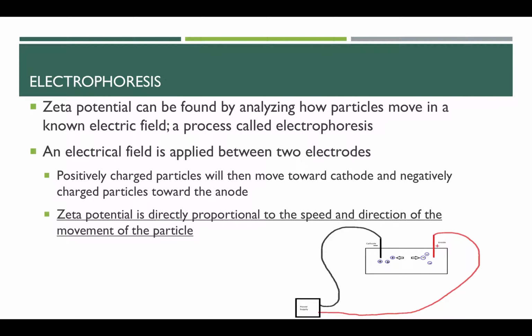How do we measure the zeta potential? One popular way is electrophoresis. During electrophoresis, an electric field is generated between two electrodes. When the electric field is applied, negatively charged particles travel toward the anode, and the positively charged particles will travel toward the cathode. By tracking this motion, we can find the zeta potential, because the zeta potential is directly related to the direction and velocity of this movement.